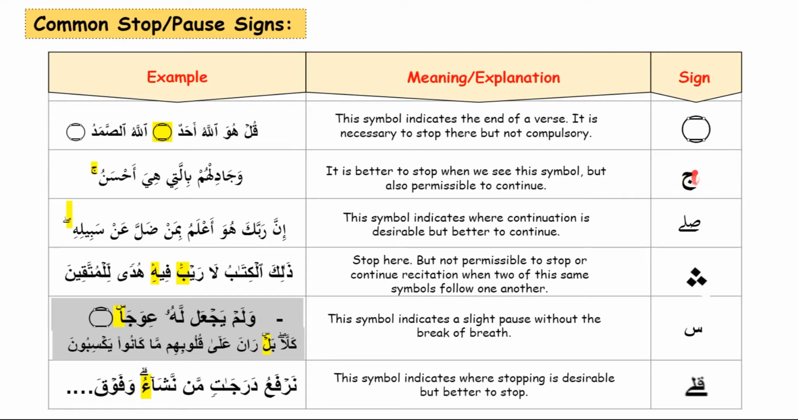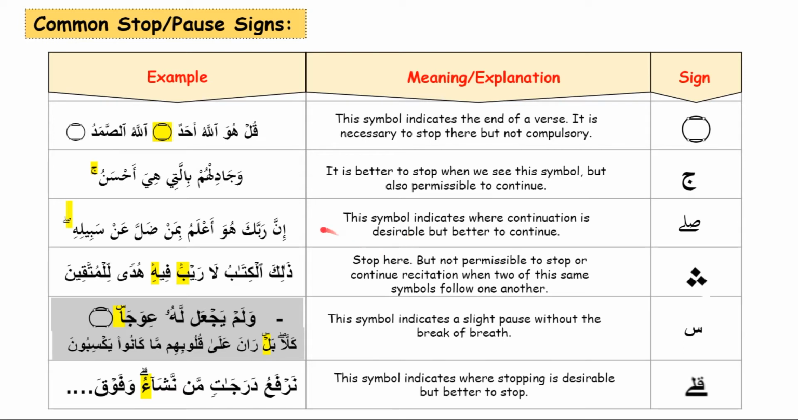This sign looks like Jim. So it is better to stop when we see this symbol, but it is also permissible to continue. So if I'm reciting the Qur'an and I see this verse, I will read it as وَجَادِلْهُمْ بِالَّتِي هِيَ أَحْسَنُ. So we see this sign. This sign indicates where continuation is desirable, so it is better to continue.